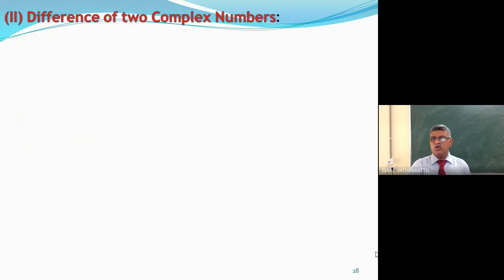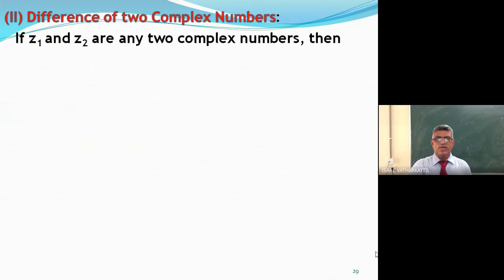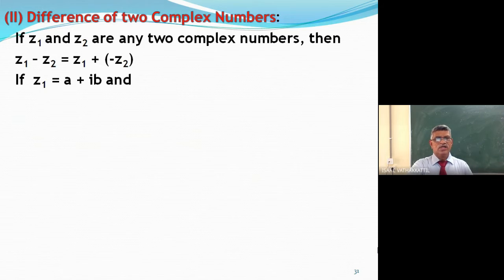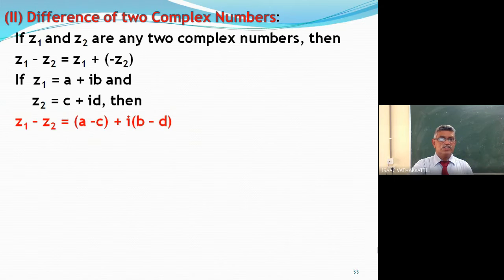Now difference of two complex numbers, again nothing. See, if Z1 and Z2 are two complex numbers, Z1 minus Z2 means you add Z1 and the additive inverse of Z2. The same way, if you have Z1 equal to a plus ib, Z2 equal to c plus id, then what is Z1 minus Z2? a minus c plus i into b minus d.